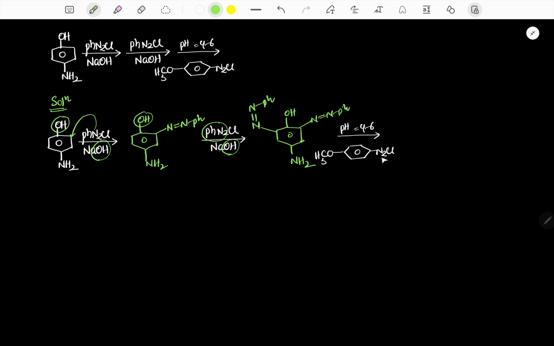Now the product is again treated with the corresponding diazonium electrophile in acidic medium. In acidic medium, coupling reaction takes place with respect to NH2. With respect to NH2, ortho is vacant and para is blocked. Therefore there is only one possibility, since para is blocked already.